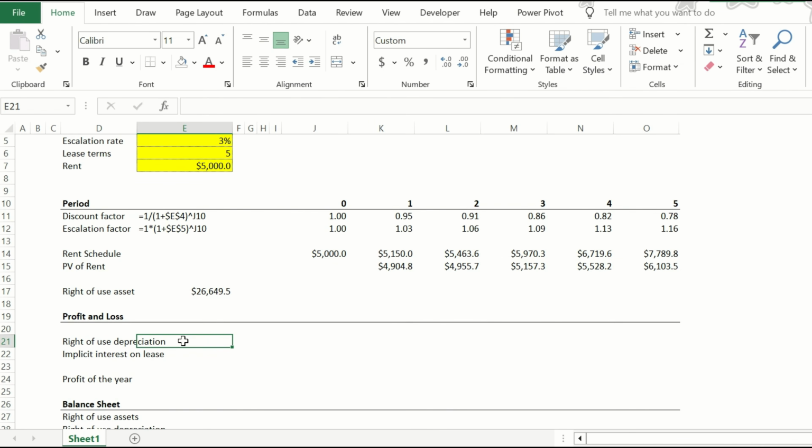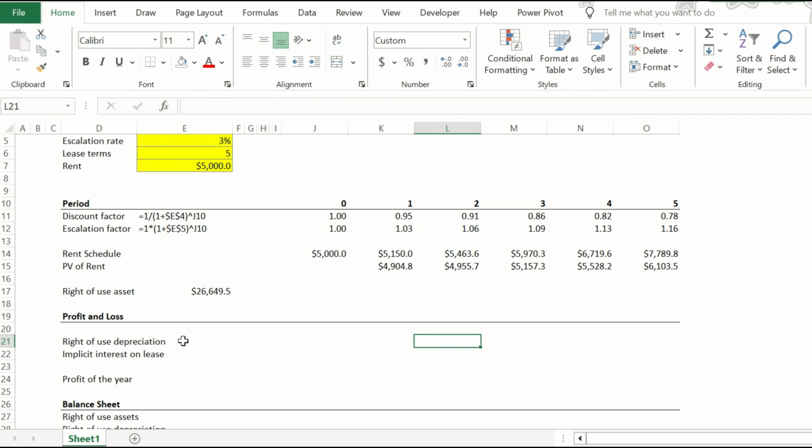Now let's move to the P&L. So at the end of the day, we want a model that correctly reflects the lease in both the profit and loss statement and the balance sheet. So first we need to depreciate the right of use asset. So our first line is right of use depreciation. And to keep it simple, we will assume straight line depreciation over the lease term.